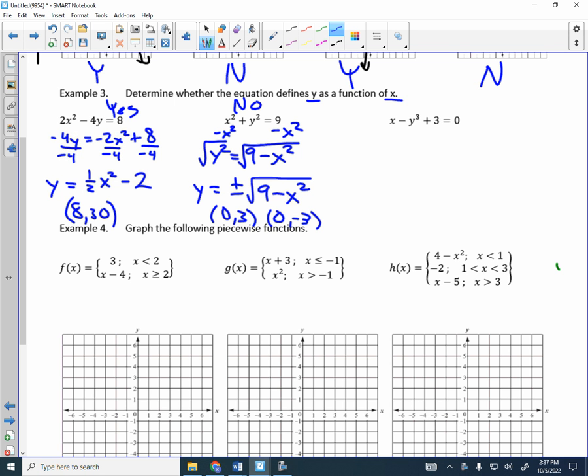Yes, it is a circle. This is a circle right from your last test. This has a center of 0, 0, and a radius of 3, right? Yeah, so we know it's not a function, it's a circle.